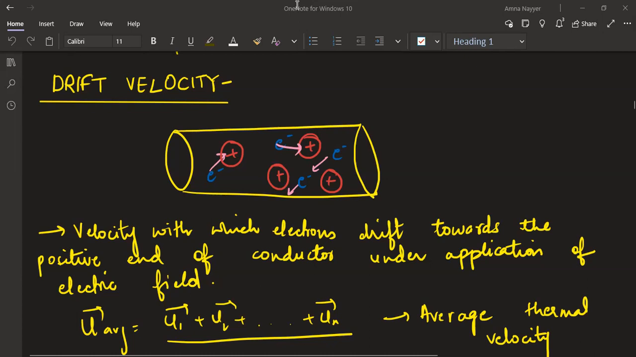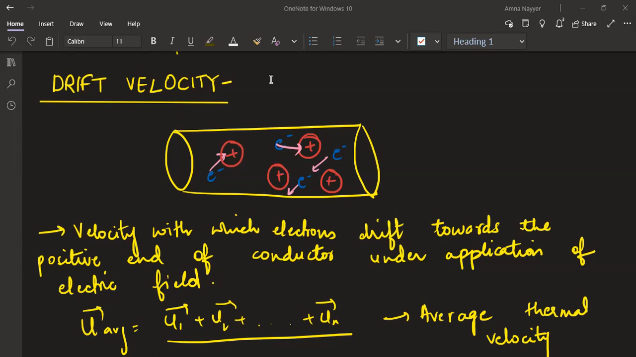So all the electrons will be moving. We calculate the average velocity of all the electrons so that we get a net value. Like if I say the electrons are moving with velocity 5 meters per second within this wire, it does not mean that every electron has 5 meters per second. It can happen that one electron has 4.9 meters per second, one has 4.8, one has 5, one has 5.1. When I calculate the average, I find that the average of all the electrons comes to be 5 meters per second. So this is what is meant by drift velocity.